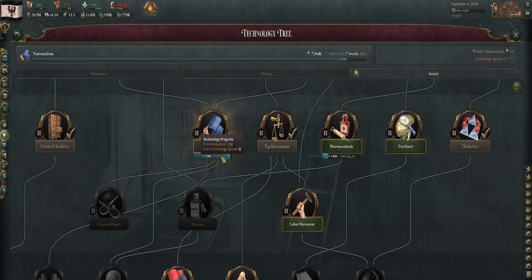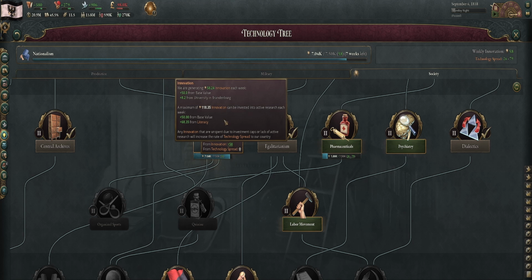This is because we are researching this technology ourselves, right? We are using our universities to research this technology. When you click on it, you have 58.24, which is the exact amount that we're earning. 50 is the base value, but with the current universities we have, we get an extra 8.2 from the universities in Brandenburg, right? That's where we have our current university.